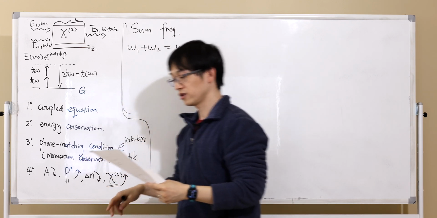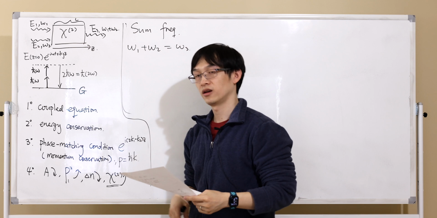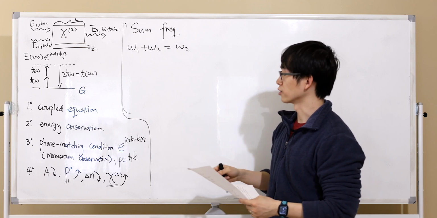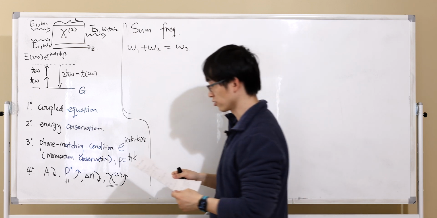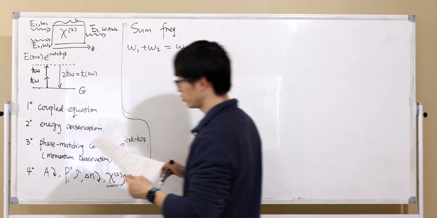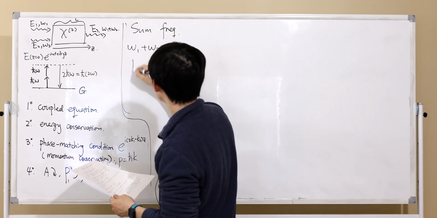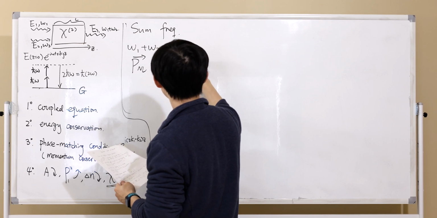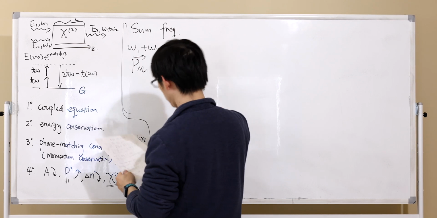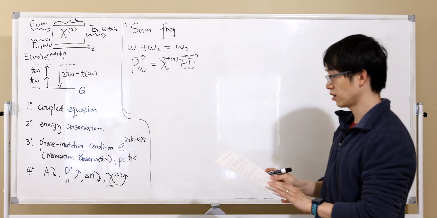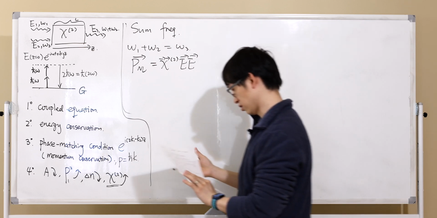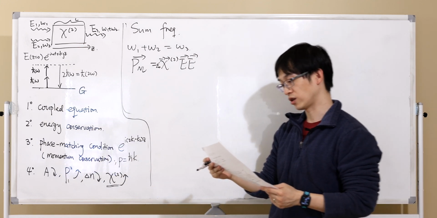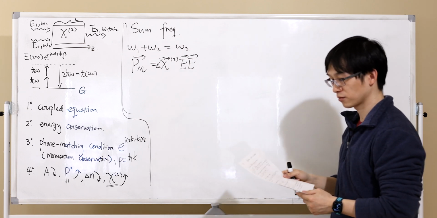So let's quickly go over this. This is the protocol you would develop in your mind: whenever you are given a problem, how are you going to solve it? The first thing is to write down the nonlinear polarization. It's the same thing, chi2 E and E. I think I missed the epsilon sign. In the notes, page 22, the first equation I wrote down, I missed the epsilon sign here.